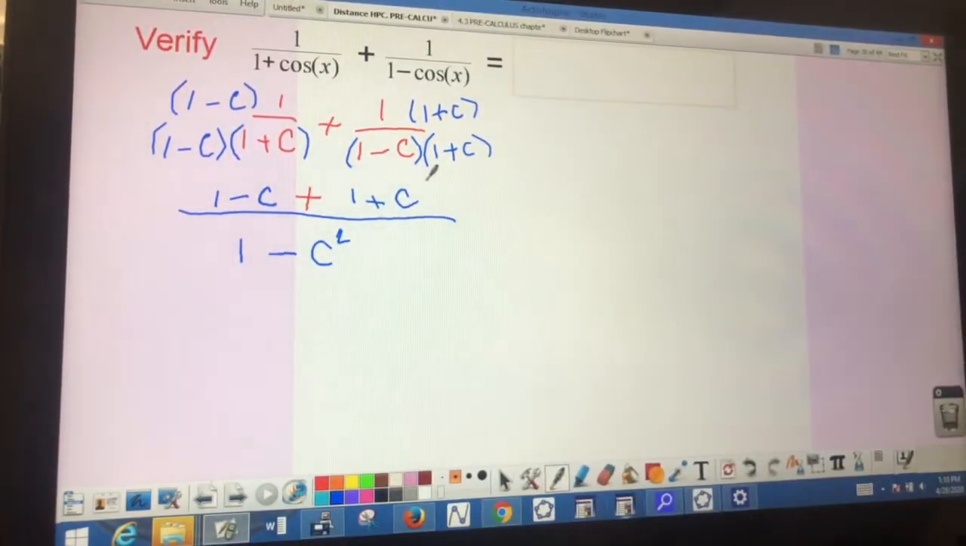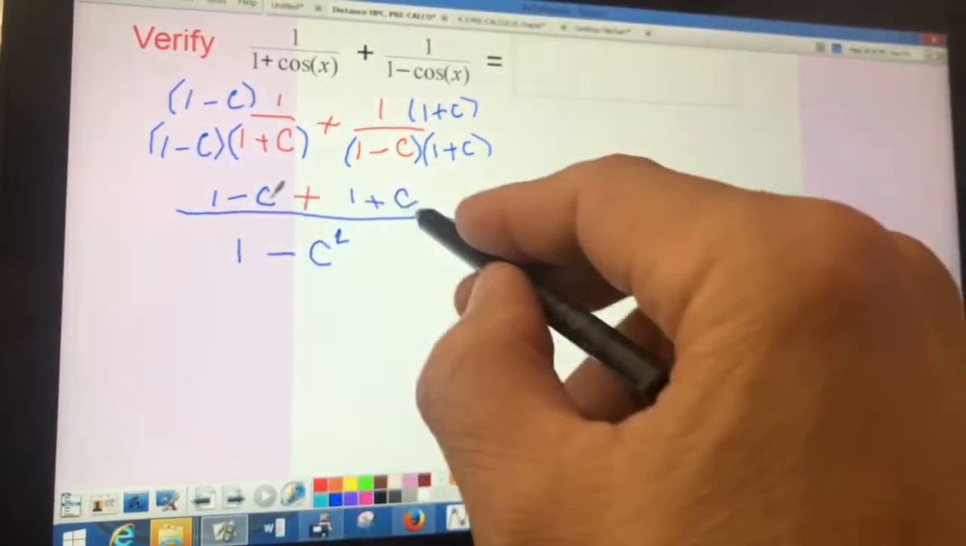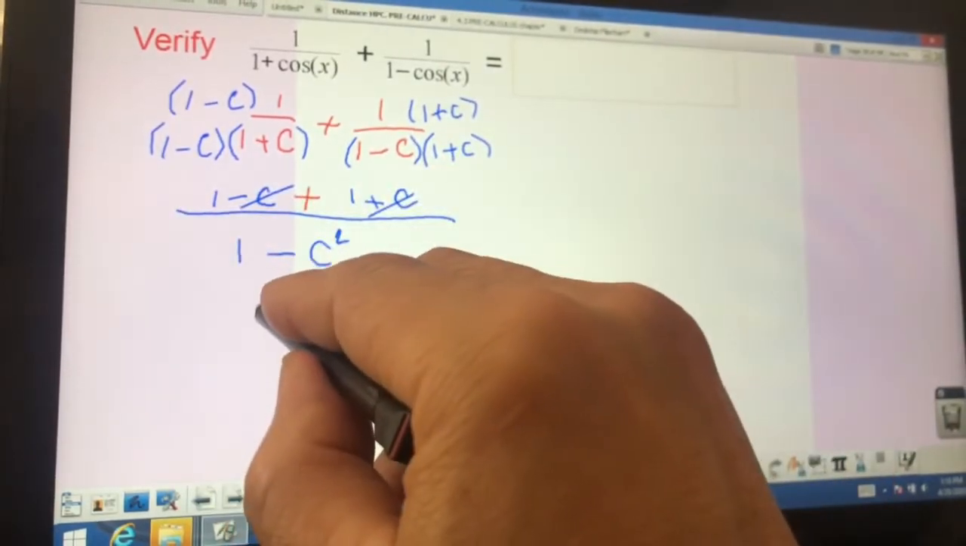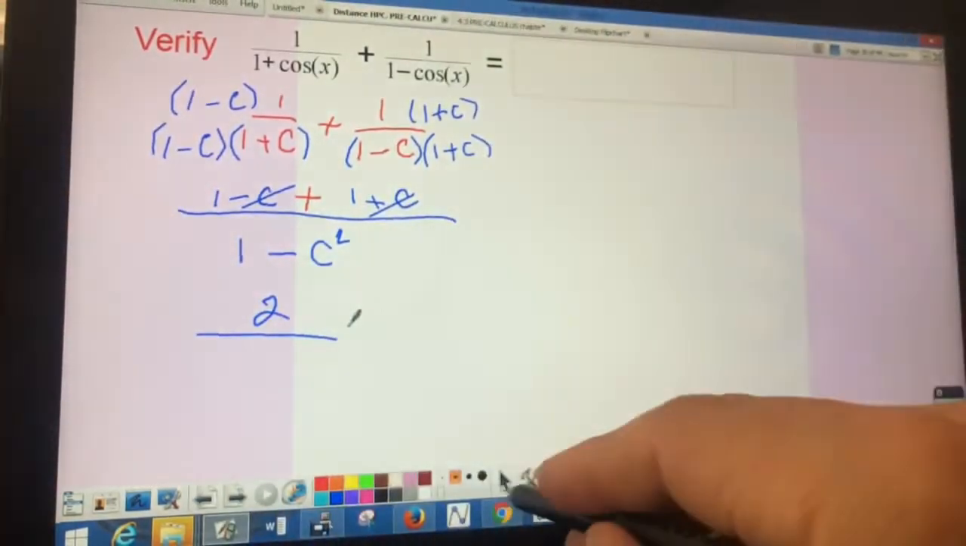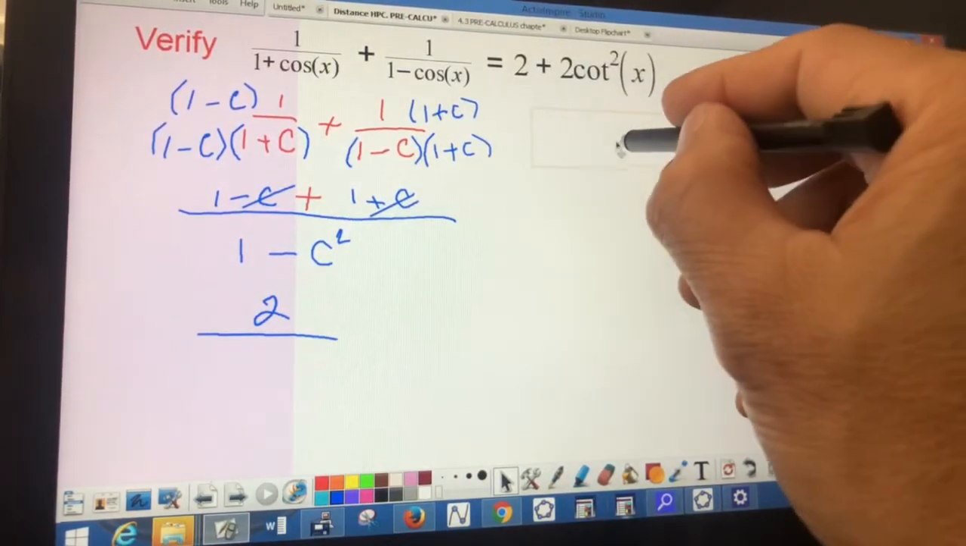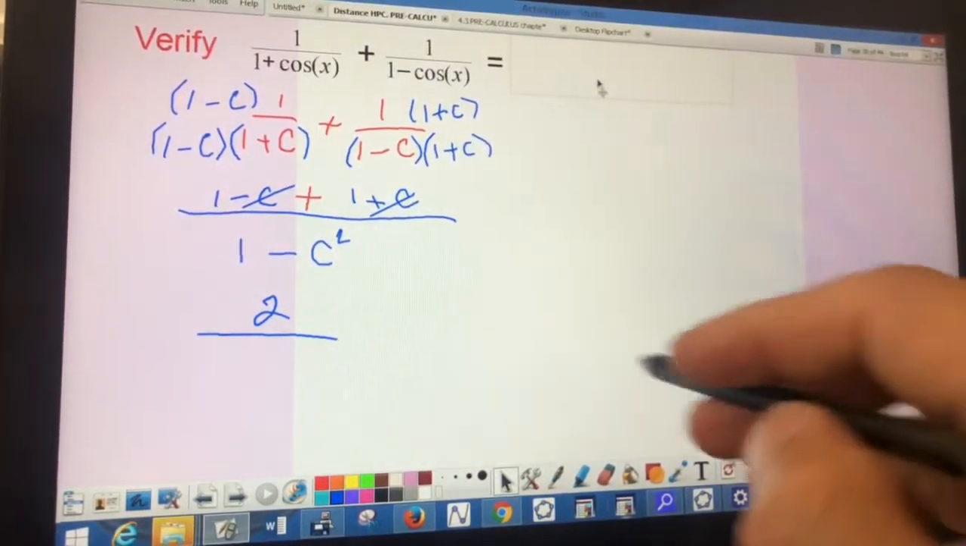So now you can see that they are on the same floor. You can simplify your c's. C minus c is 1. So now you got a 2. Awesome. I think I saw a 2 somewhere here. See that? Okay. So you have a 2, which is good.